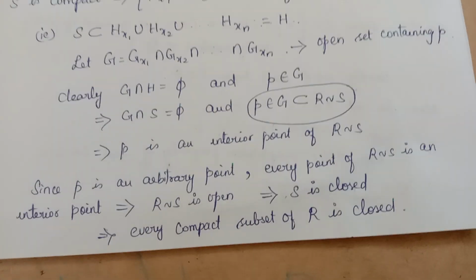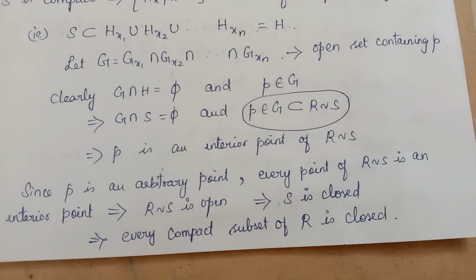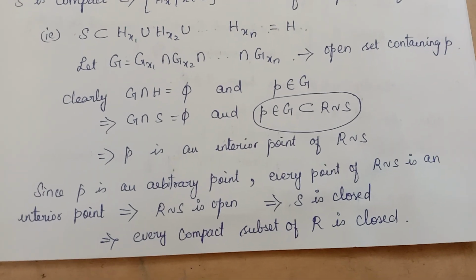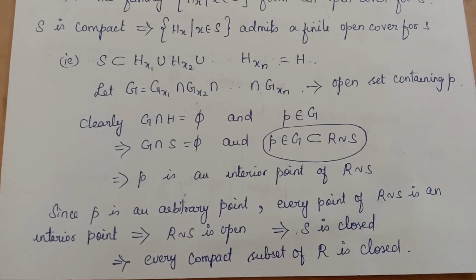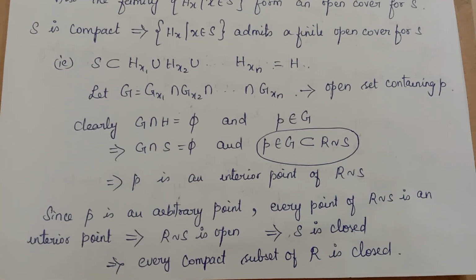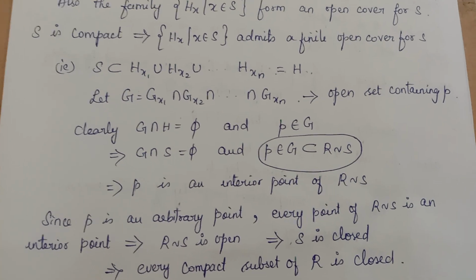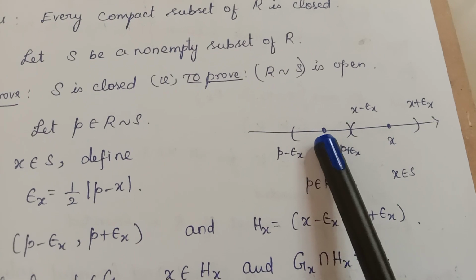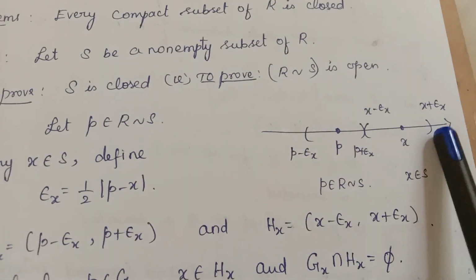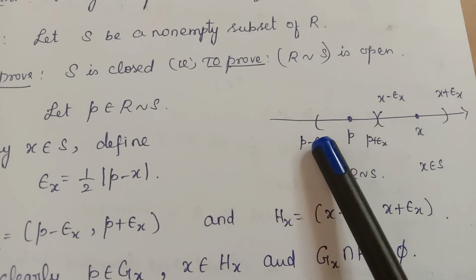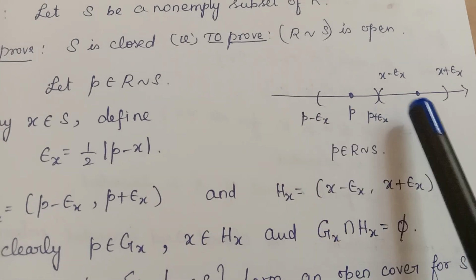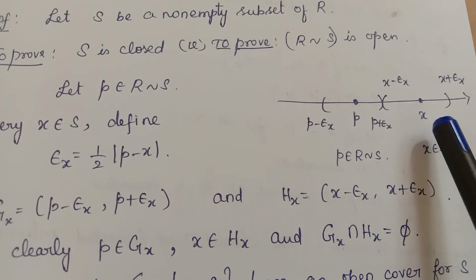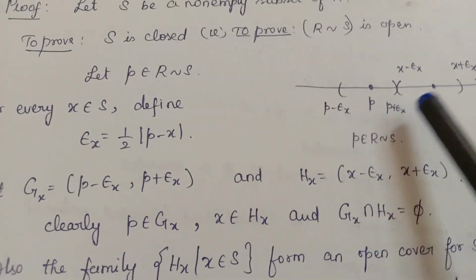But this P is an arbitrary point. Therefore, every point of R minus S is an interior point for itself. Therefore, R minus S is open, which implies S is closed. Therefore, what do we conclude? Every compact subset of R is closed. The proof is very simple. We take one point P in R minus S and we take all the points x in S. We define neighborhoods for P and x in such a way that their neighborhoods are disjoint. That is how we arrive at the proof.